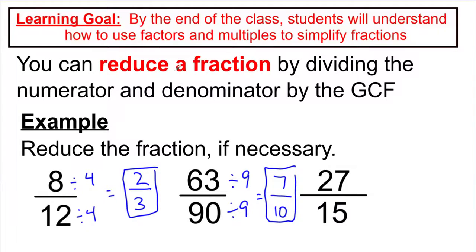27 over 15. This is an improper fraction, but I can still say these have a 3 in common. So I'm going to say divided by 3. 27 divided by 3 is 9, and then 15 divided by 3 is 5. And as you get more comfortable doing this, you don't necessarily have to show this division here, but that's something nice to show just to remind yourself about what you're doing. In this case, that you're dividing the numerator and the denominator by the greatest common factor to get the most reduced fraction.